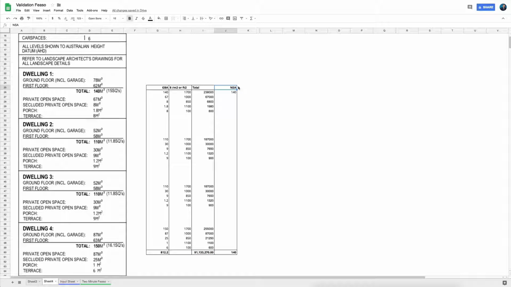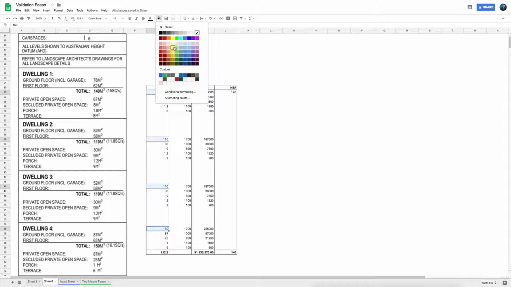Now, the NSA stands for net saleable area. So when you actually sell the property, it is not the entire area that you've actually built. Your square meter rate or square feet rate will be based on your covered area, which is ground floor and first floor. The only difference would be that this 140 that we've got here, the livable area, includes, in this instance, the garage. See how it says ground floor including garage, including garage, including garage, and including garage.